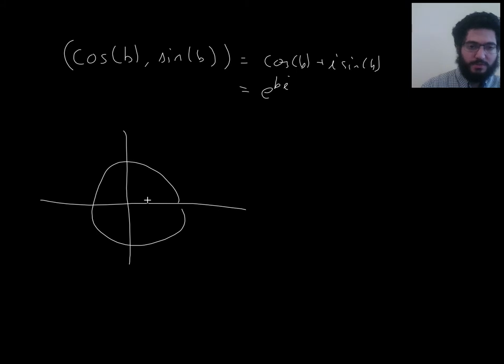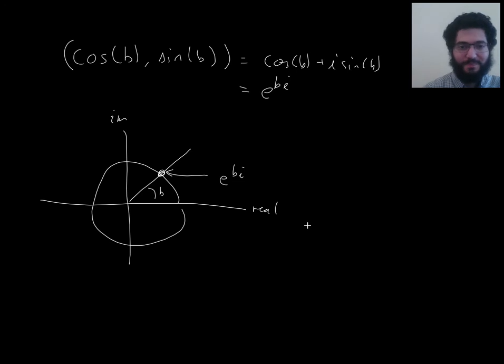So this is a unit circle, and it's a point on the unit circle that sits b radians off of the x-axis, off of the horizontal axis, whatever you want to call it, the real axis. So you've got real and imaginary, and if you take b radians off of the real axis, and take a point on the unit circle with that many radians, that point is literally what is e to the bi.